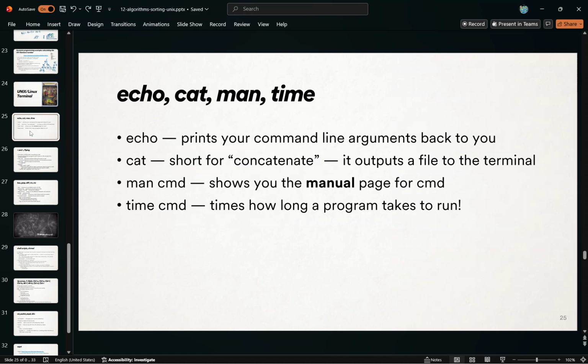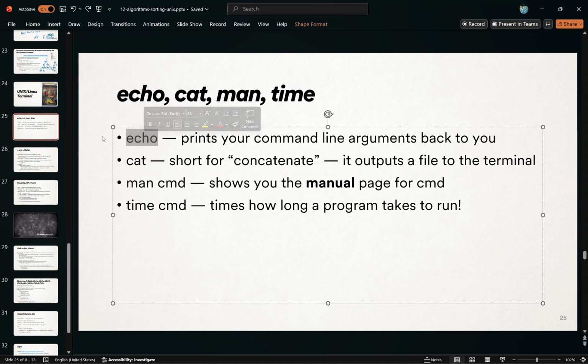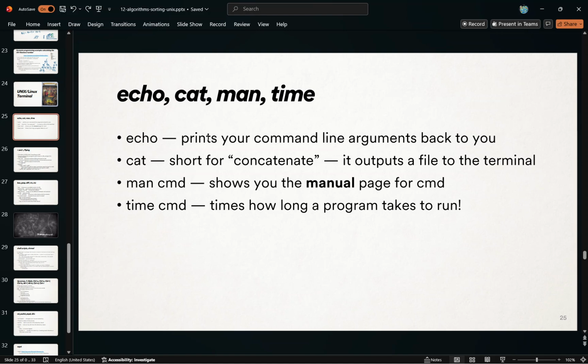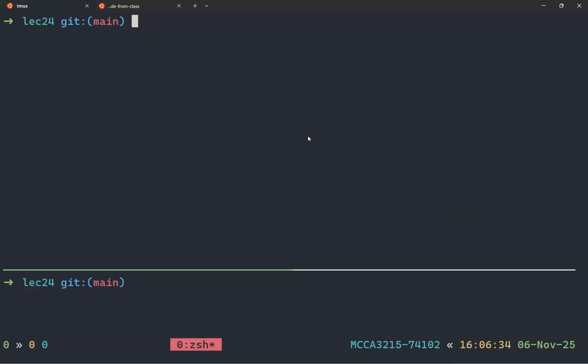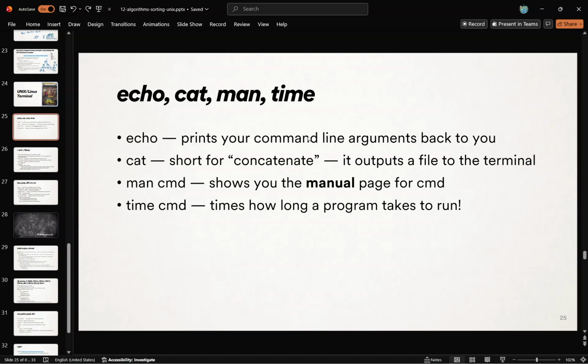You can read more about them, look at their manual pages, of course. These are all options. The first one, the simplest one, is called echo. What it does is, you give it some command line arguments and it prints those back. So you can say echo hi, and it prints hi. Hi mom, it prints hi mom. It prints whatever you give it after the name echo. That's kind of cute. I'll use that later.